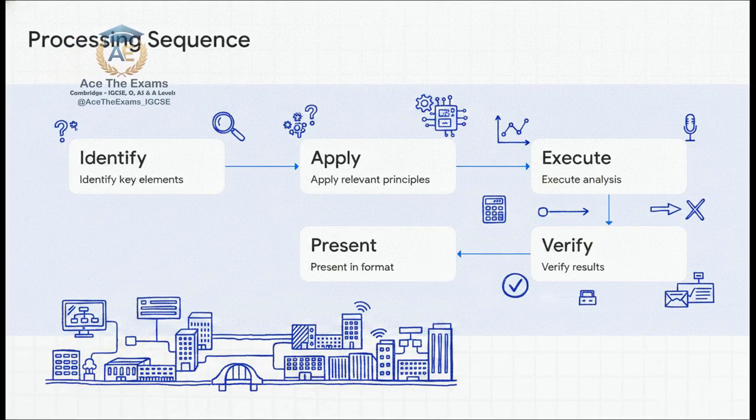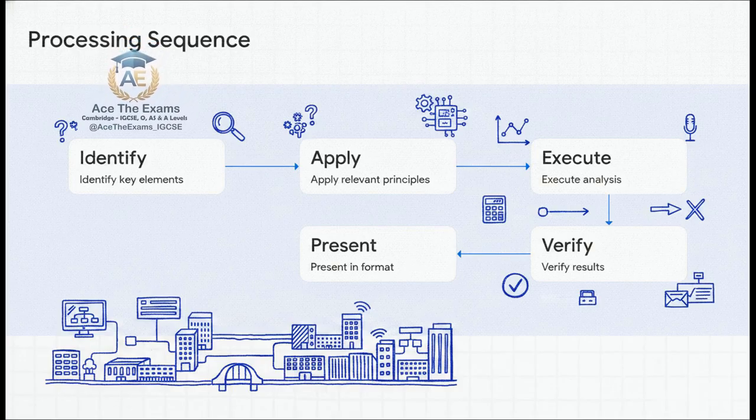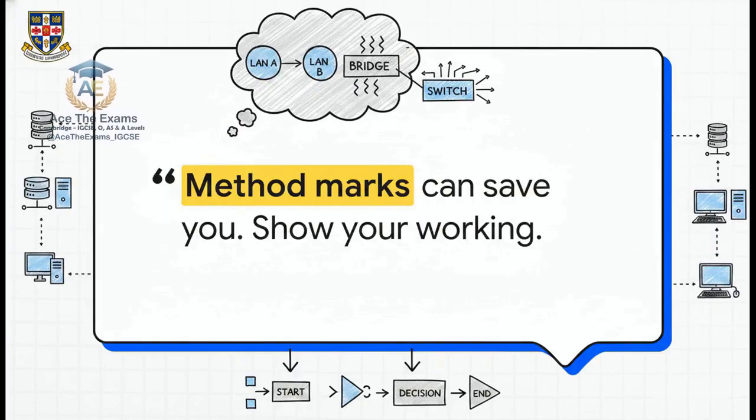When you approach a 10-mark question about setting up a LAN systematically, breaking it down into these exact procedural steps, you completely eliminate exam panic. And better yet, you guarantee that you are systematically hitting every single point hidden in the examiner's mark scheme. I really need you to burn this quote into your memory. Method marks can save you. Show your working. Yes, even in a hardware question.